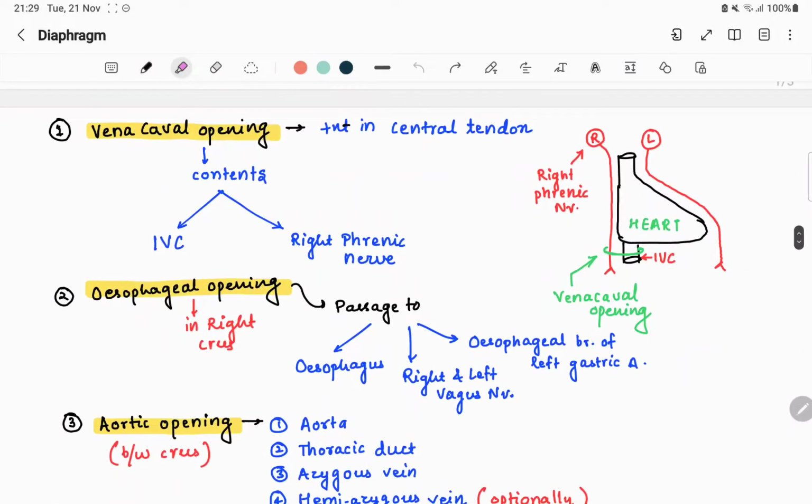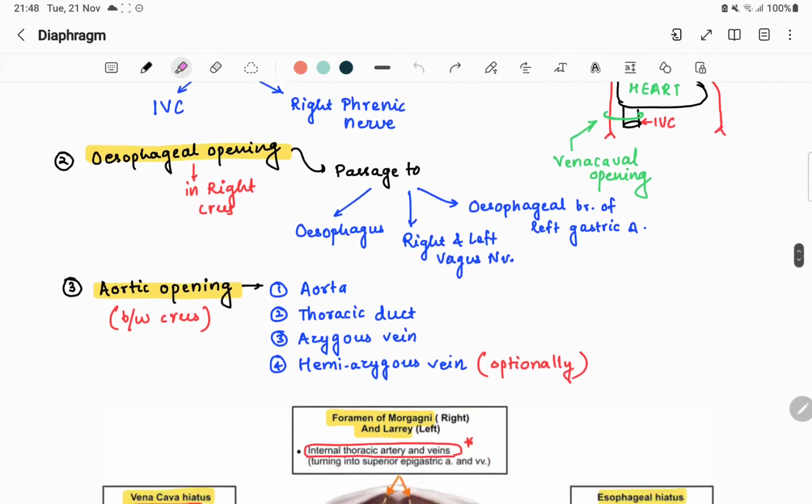Let's discuss the openings in detail. Talking about the vena cava opening, it is present in the central tendon, as you saw above. The contents are your inferior vena cava and the right phrenic nerve. You can well observe your heart here. This is the right phrenic nerve, and this is your left phrenic nerve. And the right phrenic nerve along with the IVC, that must be the vena cava opening of the diaphragm. This is the right phrenic nerve and the inferior vena cava coming out.